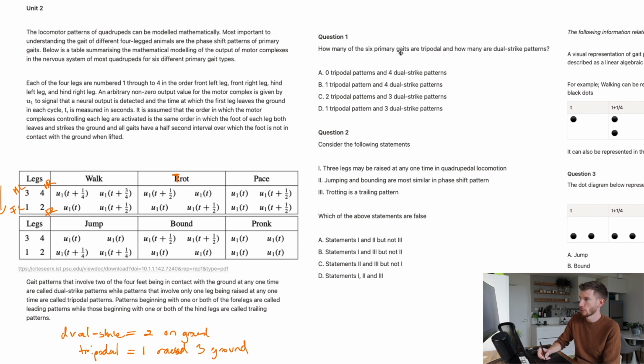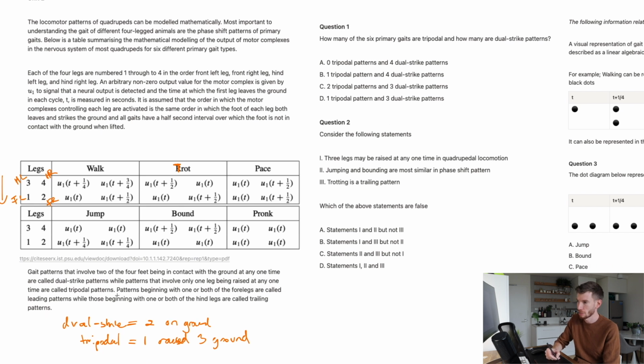So we go into question 1. How many of the 6 primary gaits are tripodal and how many are dual strike patterns? So I would immediately bounce to my definitions on the paper. I'm going to start with tripodal. So 1 raised, 3 on the ground. So if I look at walk, I'm just going to go through each of them and count them up and work out which type they are.